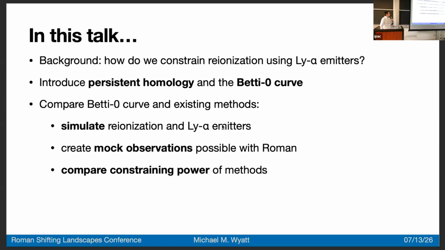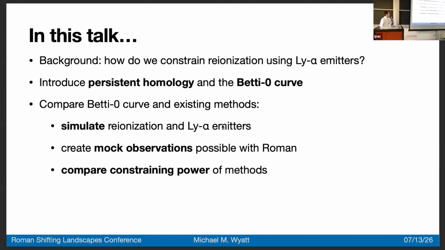I'd just like to start with a little bit of a walkthrough of the structure of the talk. I'm going to start with a little bit of background on how and why we constrain reionization using Lyman alpha emitters, and then I'll introduce this idea of persistent homology and the specific statistic known as the Betti curve, or the Betti zero curve. And then what I would like to do is compare this new statistic, the Betti curve, to existing statistics for this purpose.